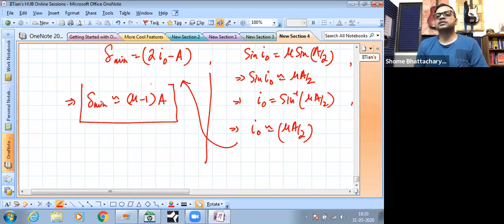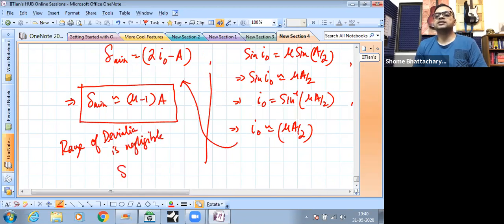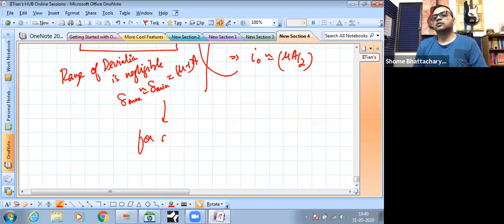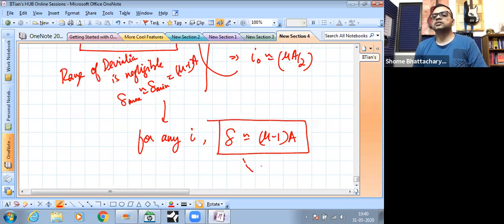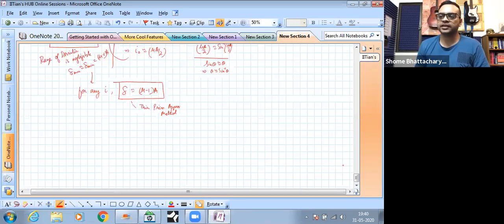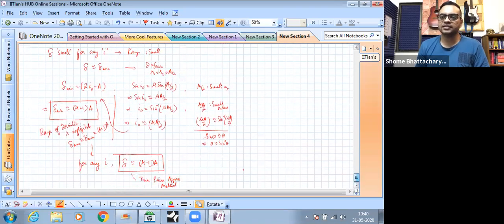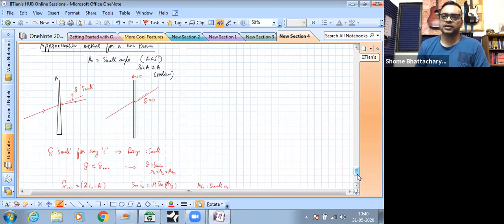Because the range of deviation itself is very short, the range of deviation is negligible. That means delta max is equal to delta minimum is equal to mu minus 1 into A. So for any angle of incidence, the deviation is approximately equal to mu minus 1 into A. So this is the thin prism approximation method. Anytime we come across a thin prism with the angle of the prism something like 2 degrees or 4 degrees or something very small like that, we can directly write the angular deviation like this. That's the final part, just make a note of this.